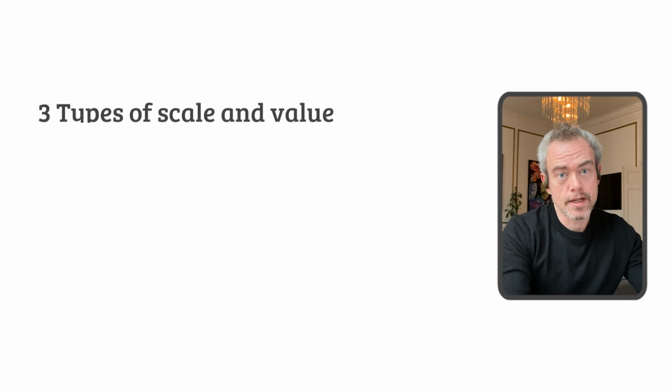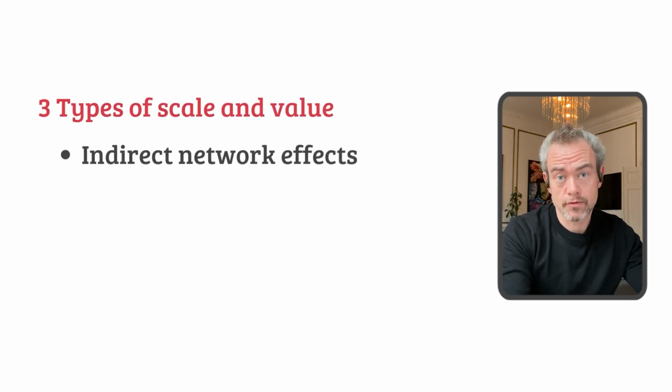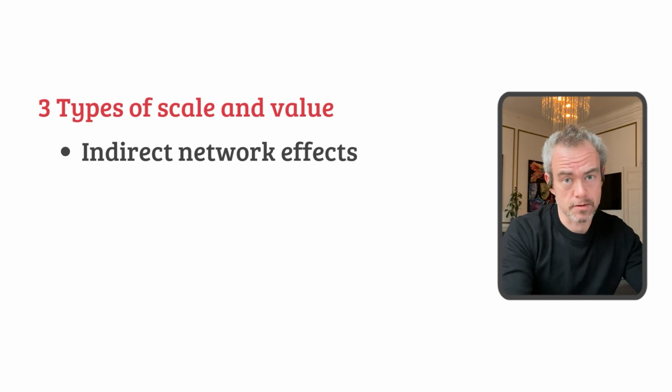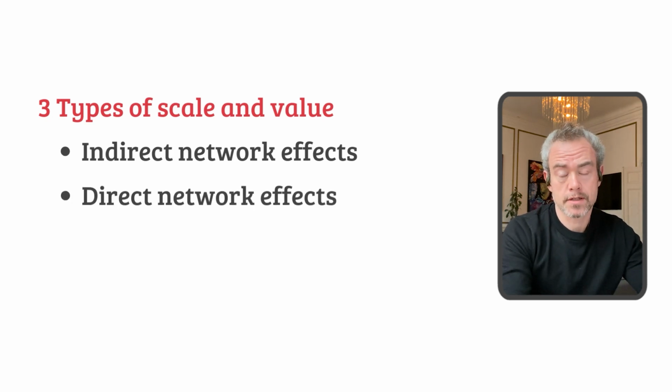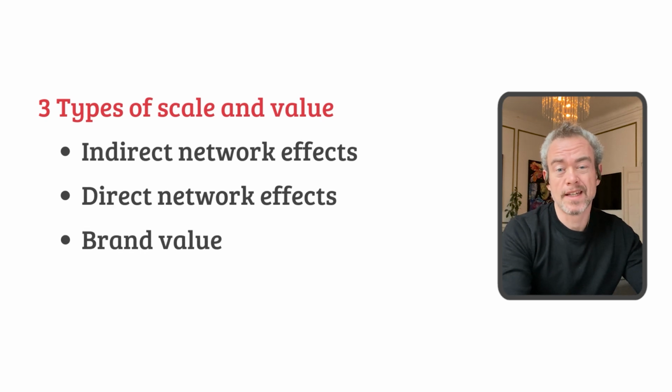To reiterate, we have three kinds of scale that scales on value. Indirect network effects, that's the marketplace. Direct network effects, that's the telephone, where the network increases the probability that something will be done successfully. And the third one is essentially brand value, increased demand with low supply. So all of these allow you to increase pricing power.